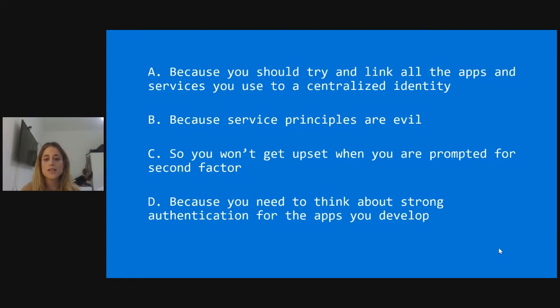And because you need to think about stronger authentication for the apps you develop, because hackers are like having fun right now, and we obviously don't want to. We want to make sure that all the apps we're developing are safe, and we have strong authentication mechanism in place to make sure that it's working.